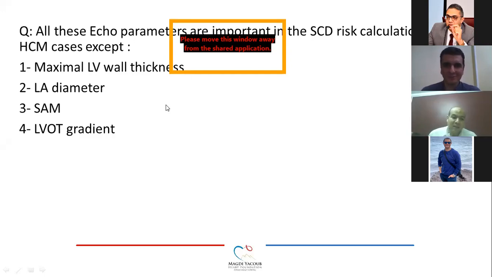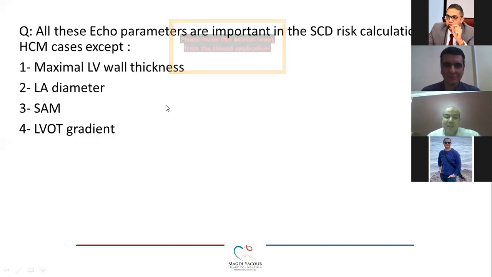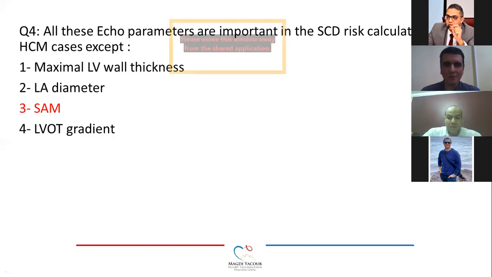The correct answer here is the SAM. The SAM is not an important parameter for the sudden cardiac death risk calculation, while the left atrial diameter is very important, as we will see later on. However, SAM is important for LVOT obstruction.